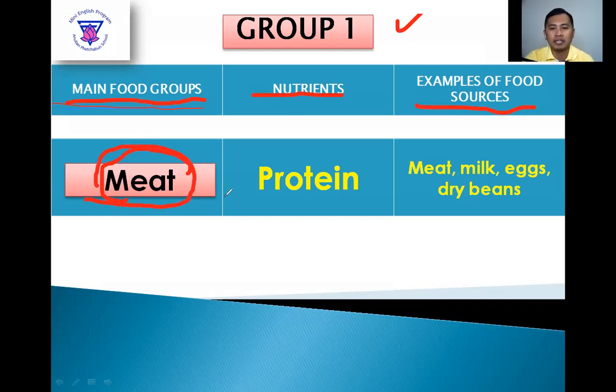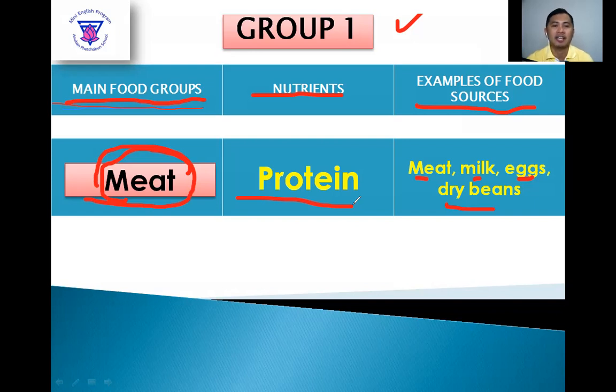What can we get from meat? The nutrient that we can get is protein. In the meat, we can get a lot of protein. And what are the examples of food sources? These are the meat, milk, eggs, and dry beans. These are the examples of food sources in this group.